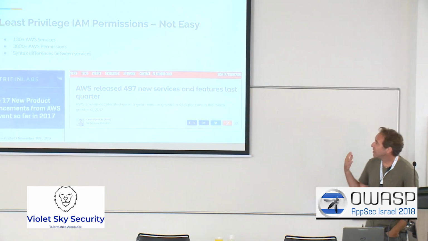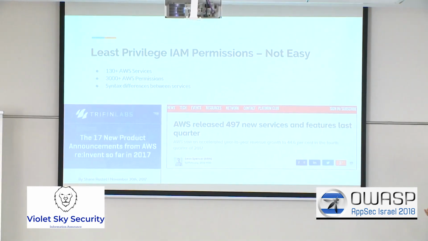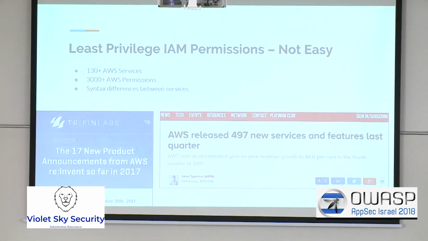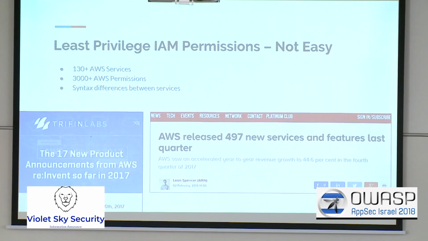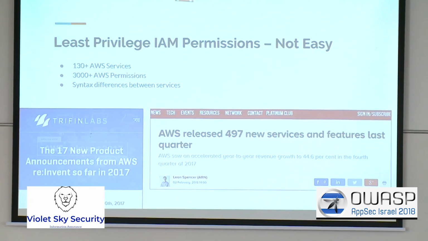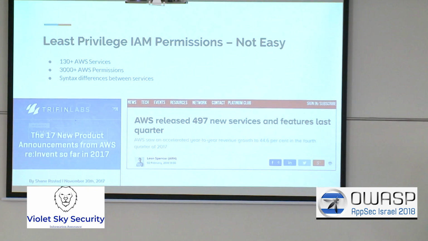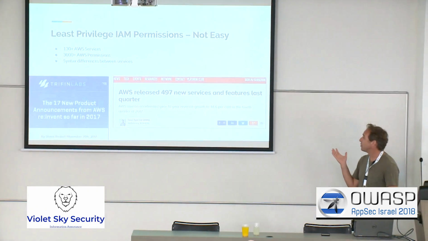So we want to reach least privilege IAM permissions for our Lambda functions. It's good to minimize our attack surface, but doing this is actually not that easy. Defining these IAM permission policies is not an easy task. First of all, there are a lot of AWS services. There are over 130 AWS services. Each one of them has their own set of permissions syntax. So you have over 3,000 permissions.